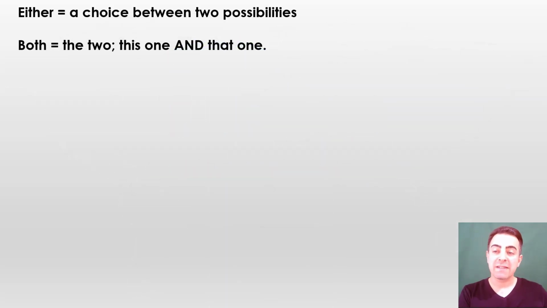Now, first of all, let's focus on two words and their differences. When we say either, this is one choice between two possibilities. So it refers to one of the two choices. And both refers to two, this one and that one, the two. Now let's look at a question and the possible answers and see which answers can be right.